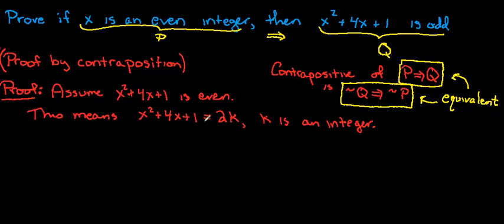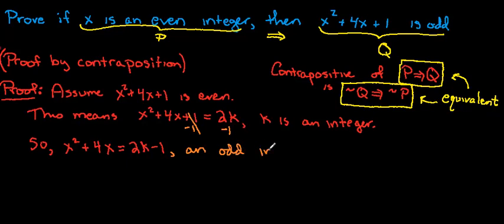Now, we have to think about how can we show not p? How can we show that x is an odd integer? So we have to do a little bit of tricky footwork here. Let's begin by subtracting 1 from both sides. That'll cancel on the left-hand side, and what we're left with is x squared plus 4x equals 2k minus 1. And by definition of an odd integer, this means that 2k minus 1 is an odd integer. Okay, so we've got an odd equals an odd. x squared plus 4x is an odd integer because 2k minus 1 is always odd no matter what k is.